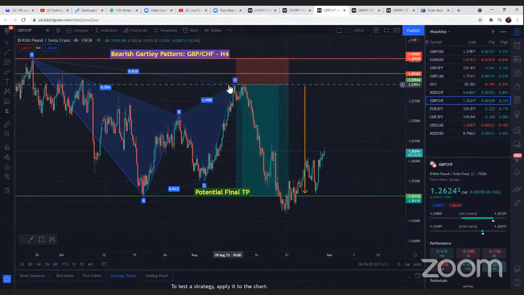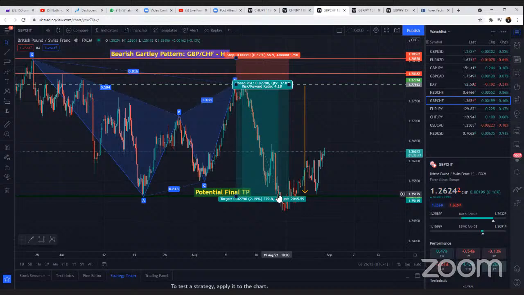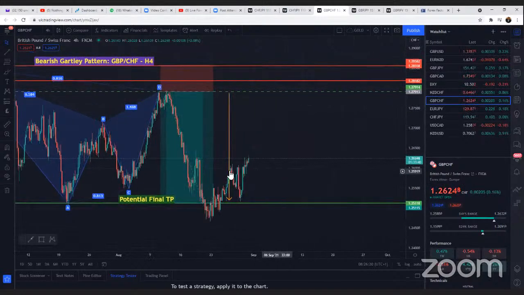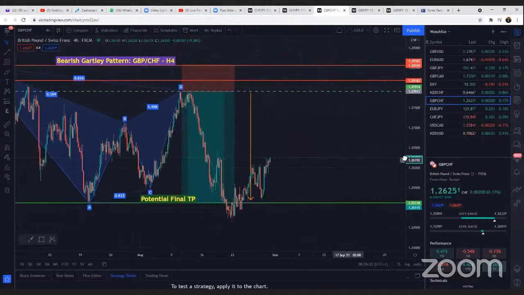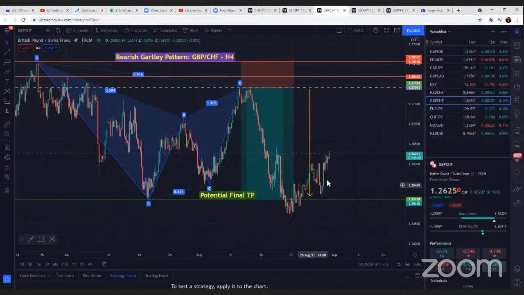Okay, so this is a trade that has played out completely. So we see here, Pound CHF came all the way and hit our final take profit. It went below it slightly, but it's pulling back up now. So I'll leave this for now. I'll rather focus on the ones that have not fully played out.